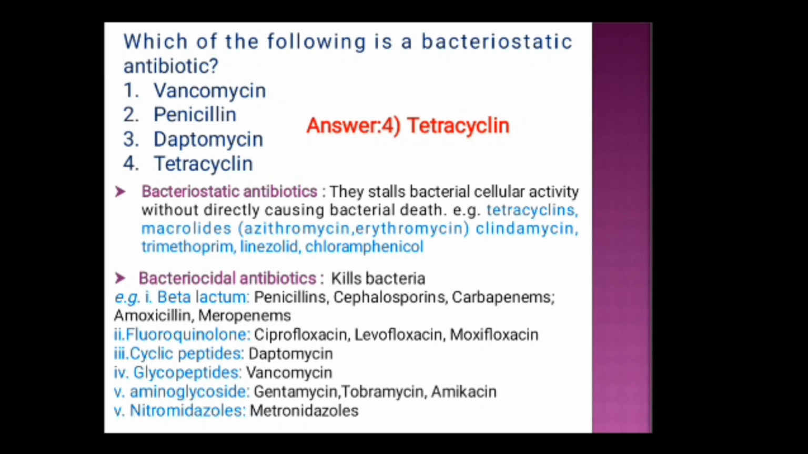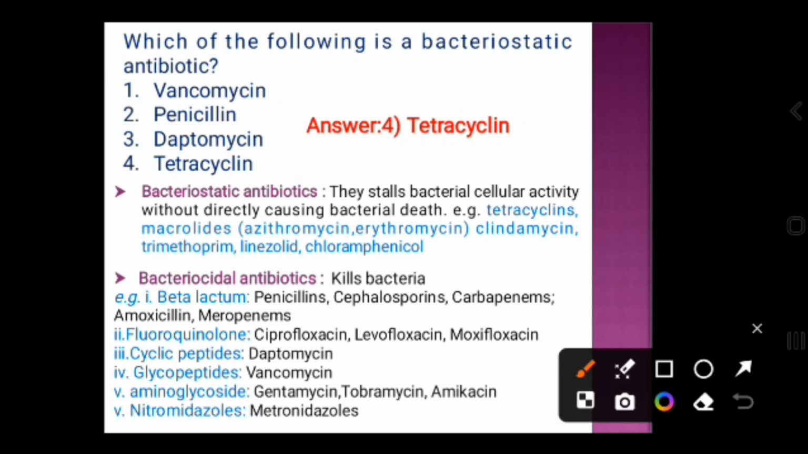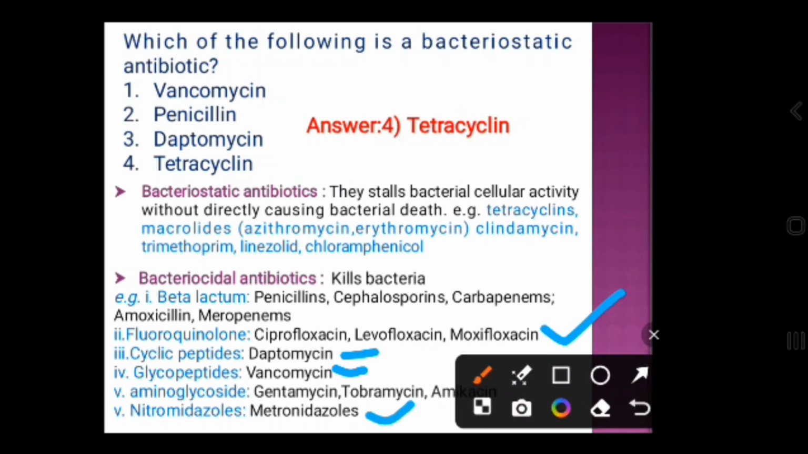So by these examples of bactericidal antibiotics, you are also aware about the examples of different classes of antibiotics, such as fluoroquinolone antibiotics are ciprofloxacin, levofloxacin, moxifloxacin. A cyclic peptide antibiotic example will be daptomycin. If the question comes which one is the glycopeptide antibiotic, the answer will be vancomycin, which inhibits the second stage of cell wall synthesis. And aminoglycoside antibiotics we have already discussed: gentamicin, tobramycin, amikacin. And nitroimidazole class of antibiotics are metronidazoles.